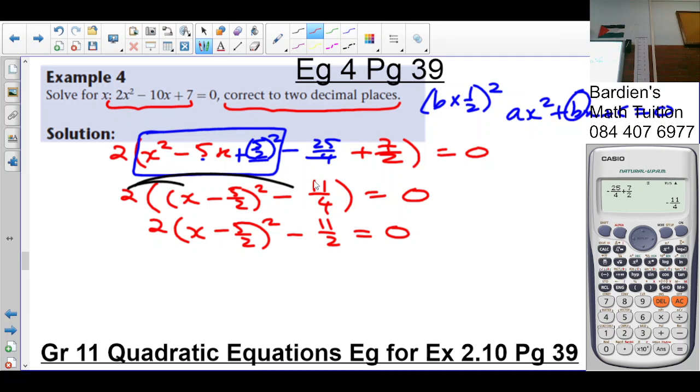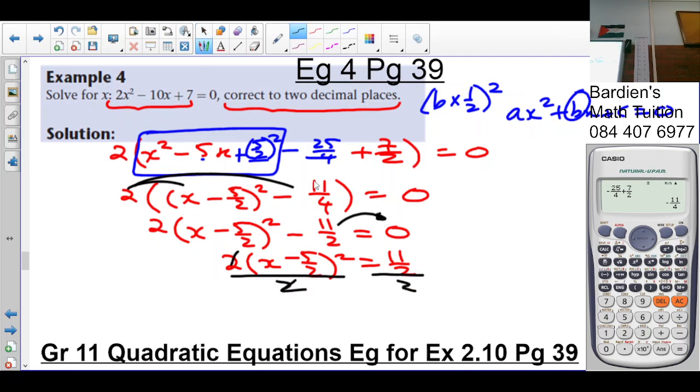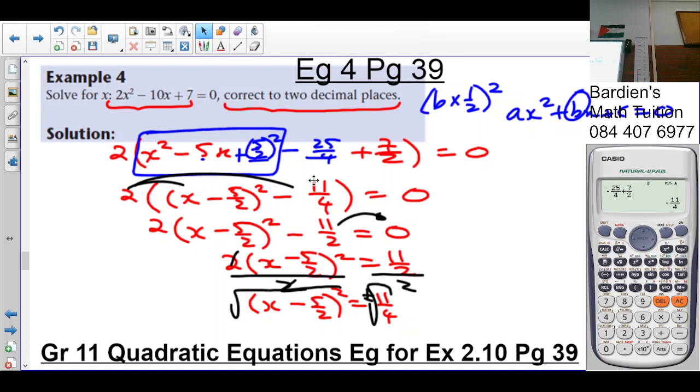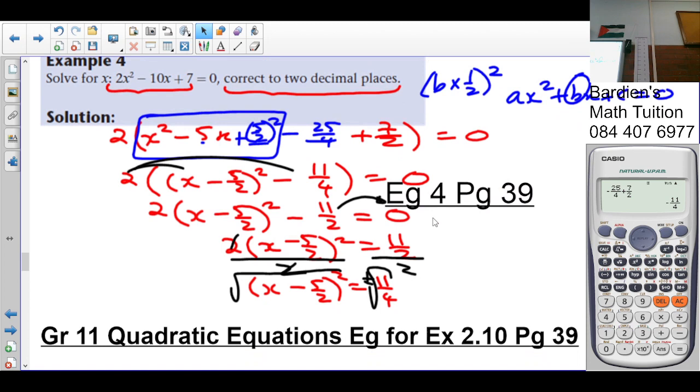But now to solve for x, I have to take that over the equal sign so as to isolate the first term. So it's 2 into x minus 5 over 2 squared equals 11 over 2. Now I divide by 2 both sides. Okay? So that is simply going to give us x minus 5 over 2 squared equals 11 over 4. And then of course I'm going to take the square root. Don't forget plus minus. Whenever you introduce any even root, you go plus minus.